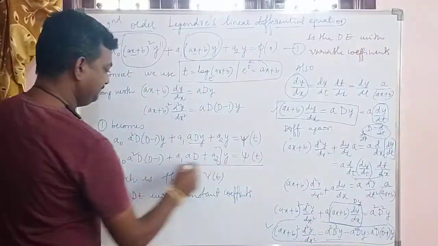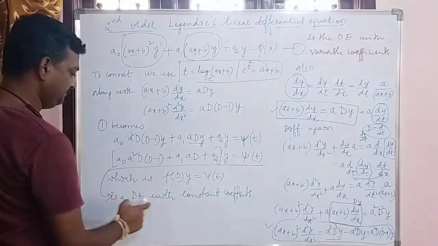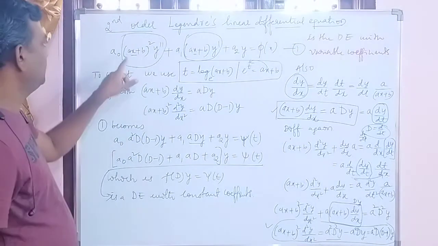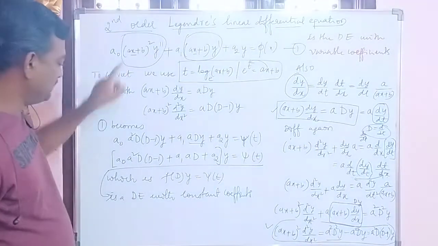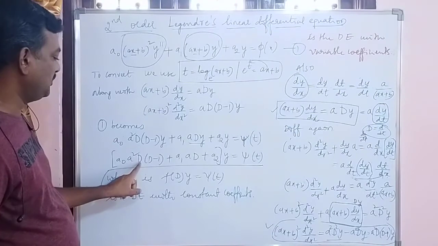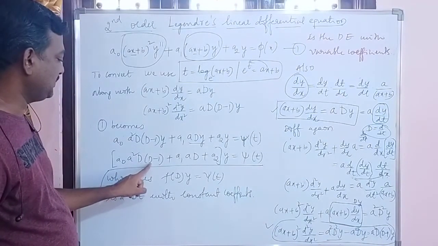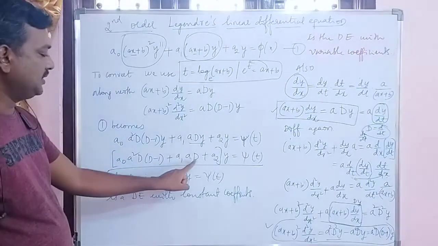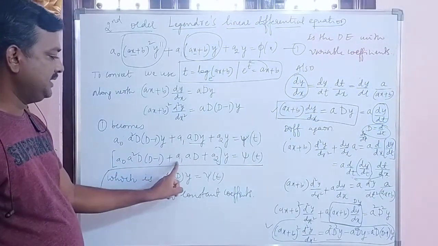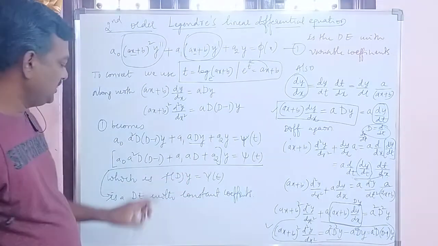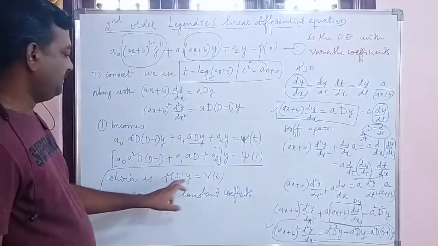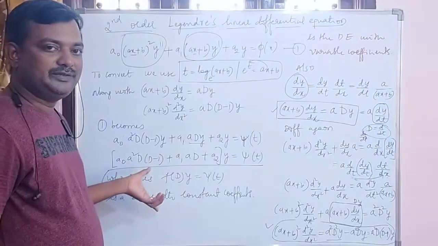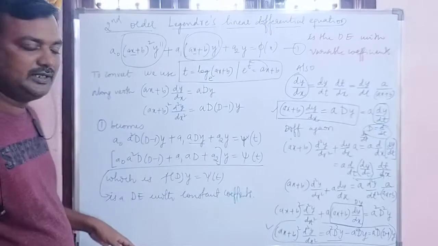So this is a differential equation with constant coefficients. You have converted these variable coefficients into constant coefficients. Look at the coefficient of D square: a0 into a square is a constant. Again D means d by dt, and its coefficient is a1 a, again a constant. So it is in the form of f of D into y is equal to phi of t. So the variable coefficients are converted into constant coefficients.